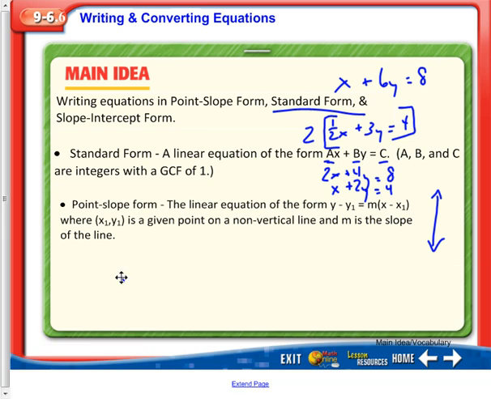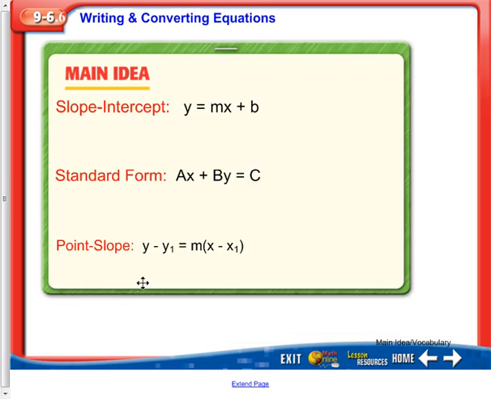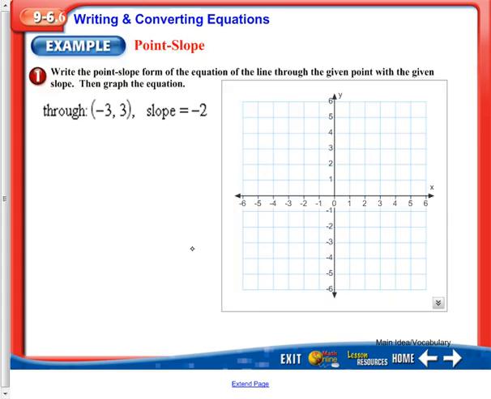Alright, and then last but not least, we have y equals mx plus b, which I think we're pretty familiar with at this point. So slope-intercept obviously is y equals mx plus b. Standard form is ax plus by equals c. And then the point-slope form is y minus y1 equals m times quantity x minus x1. Alright, so let's start using these things.